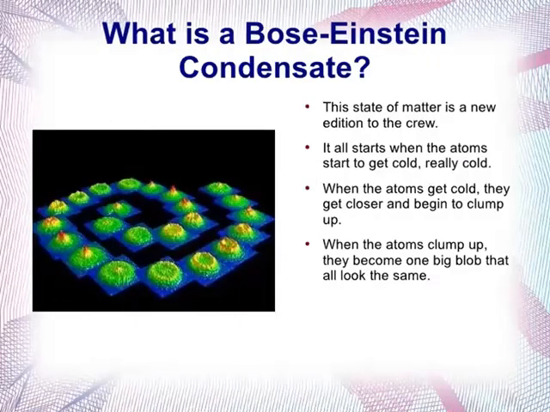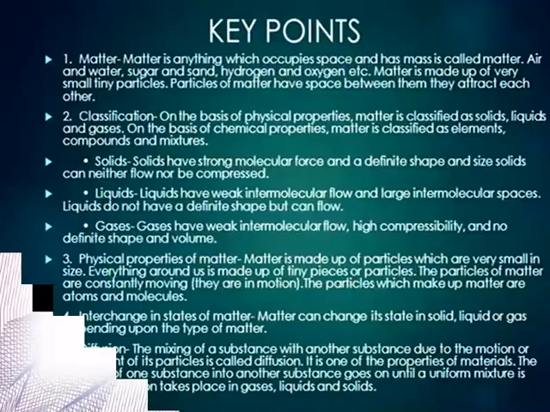Fifth state of matter, which is a new addition to the crew, is Bose-Einstein condensate. It all starts when the atoms start to get cold, very cold. When the atoms get cold, they get closer and begin to clump up. When the atoms clump up, they become one big blob that all look the same, as BEC, Bose-Einstein condensate.